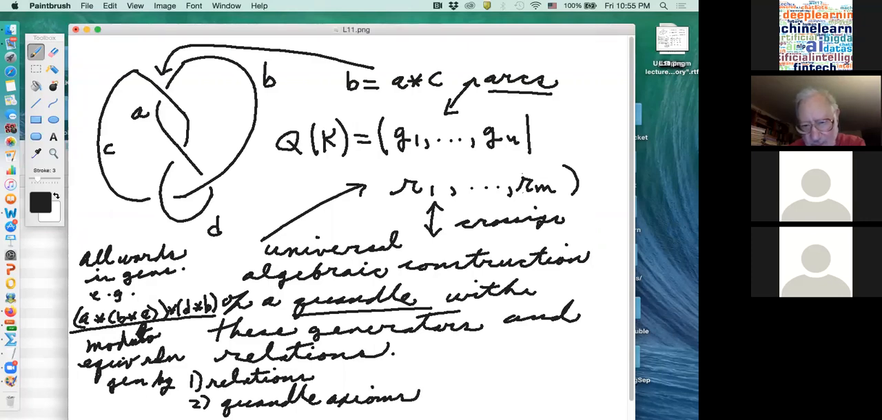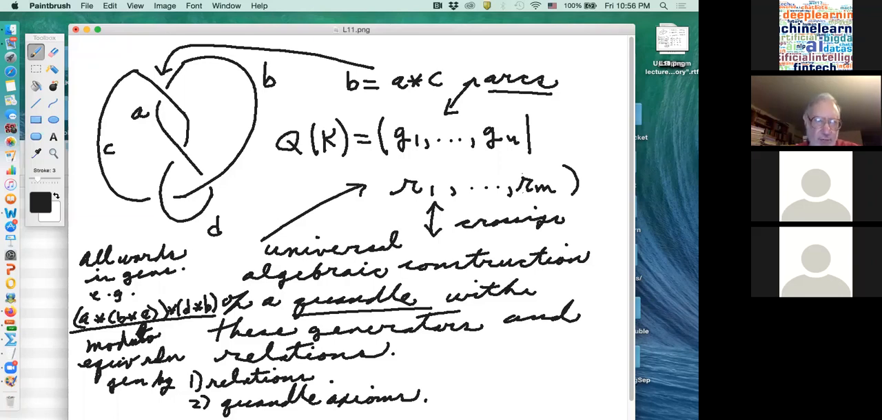So that simply means that if you had two words and you could get from one word to the other by some combination of using the axioms or using the relations, then those two words would be considered equivalent. And then you take the equivalence relation on all words generated by that, and you get the universal algebraic construction of the quandle involved.